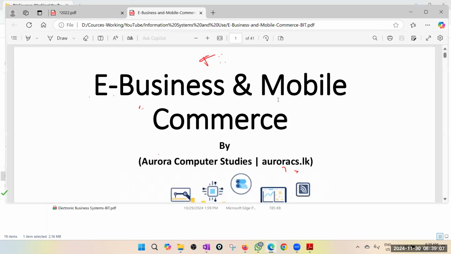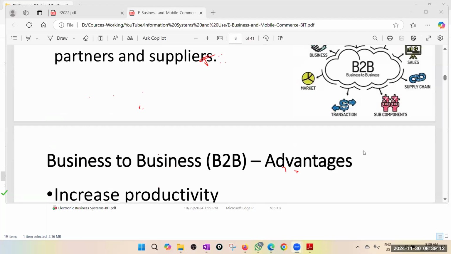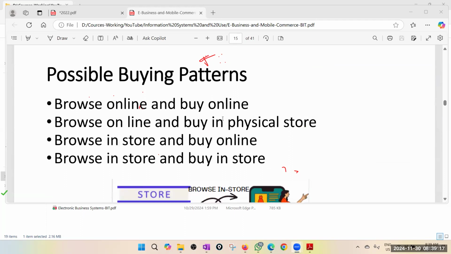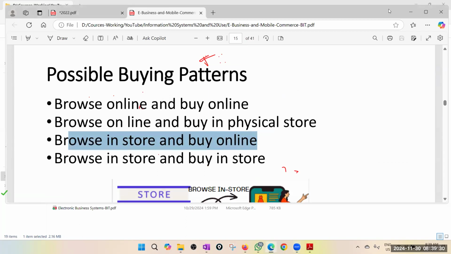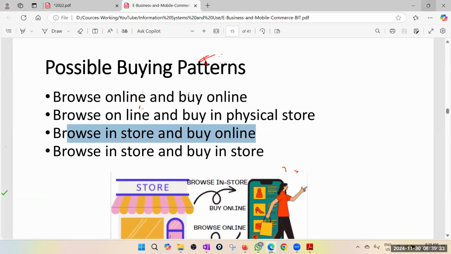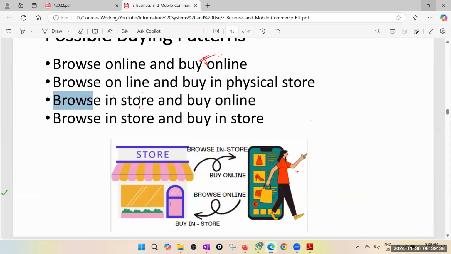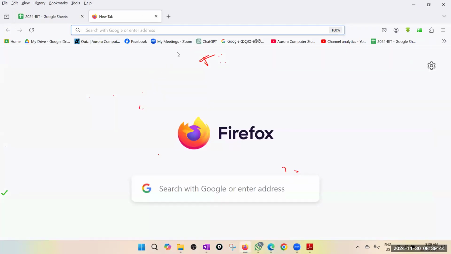Let's double check. Browse online and buy online, browse online and buy in the physical store. So I think what you are referring to is browse in store and buy online. So is it called in-store customers? We call them in-store customers. Okay, maybe. Let's double check because I'm not very familiar with that word. Okay, let's ask ChatGPT.